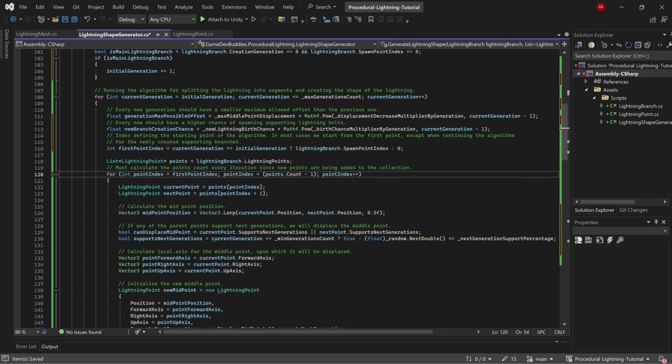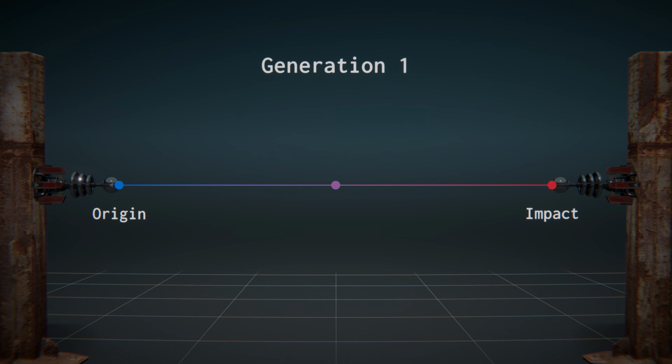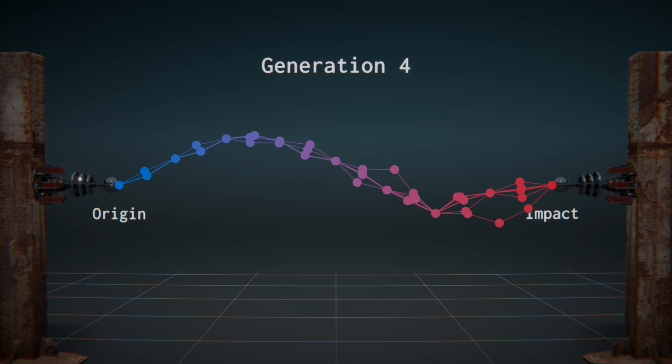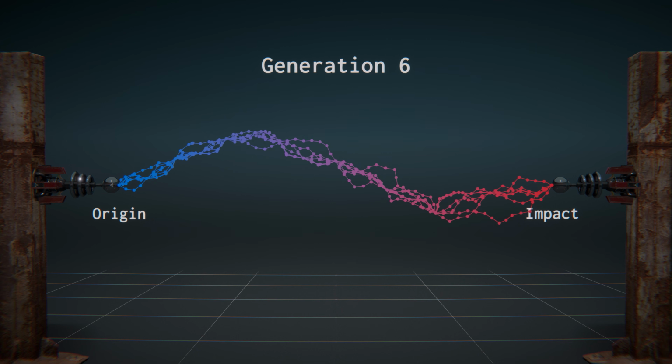That's it. Let's check out the results. Everything seems like it's working correctly. The new branches are being spawned and the lightning shapes look interesting and convincing.